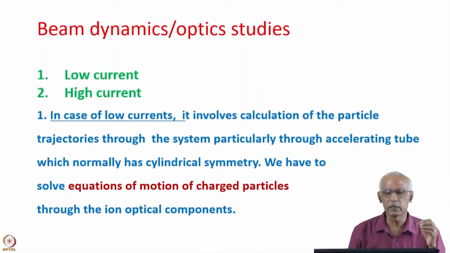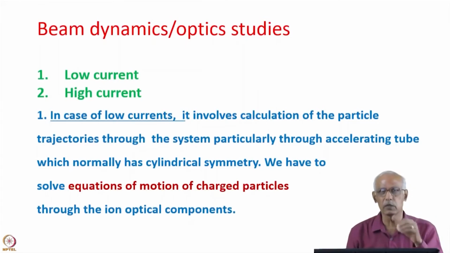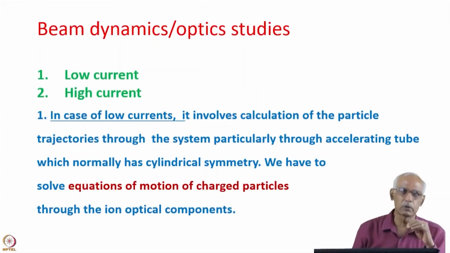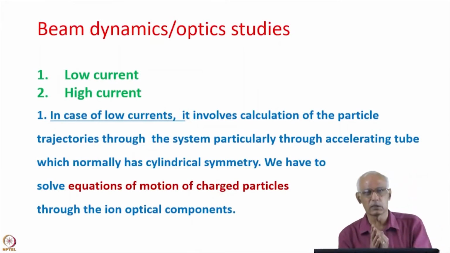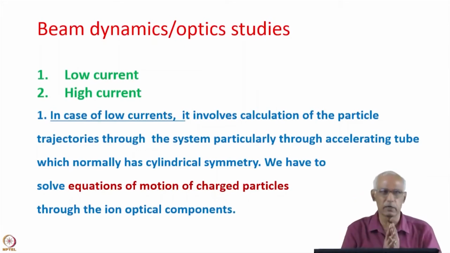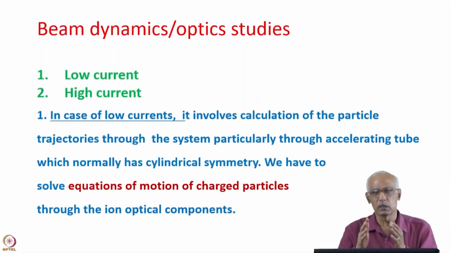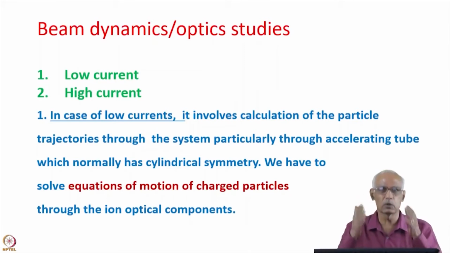While in many cases like accelerator driven systems, high currents are required because the number of neutrons produced, and hence the power generated, is proportional to the current. Now, the trajectory calculations in both cases are totally different. The type of beam image you can get is also totally different.